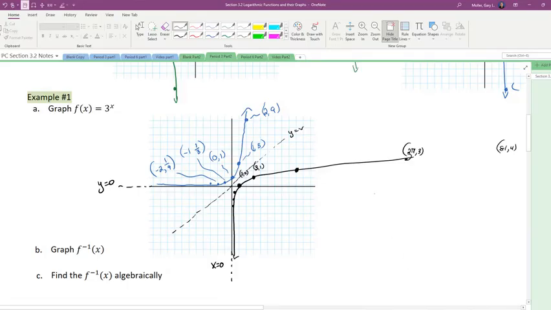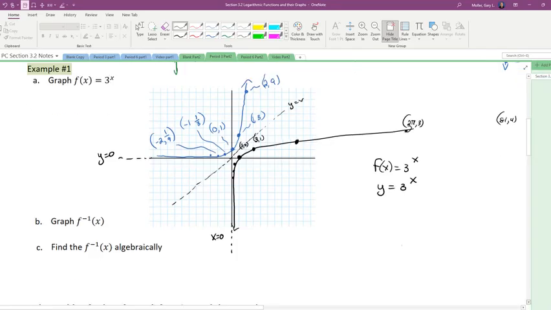So if I take f of x equals 3 to the x, I'm going to first rewrite as y equals 3 to the x. And now I'm going to swap x and y, because that's how you find an inverse. We just did that. We swapped all these x's and y's. So I get x equals 3 to the y. Okay, so this is technically the inverse right here, but we don't usually write things in terms of x equals. So let's go ahead and further simplify.